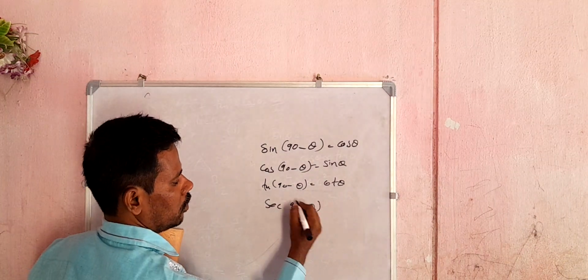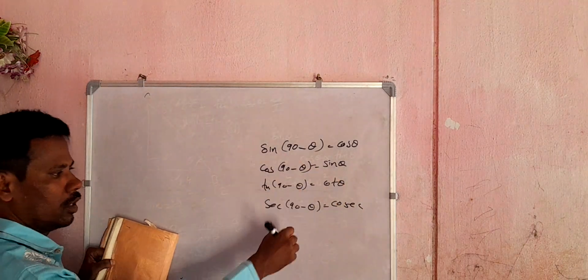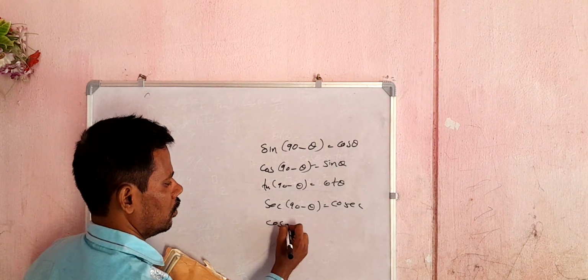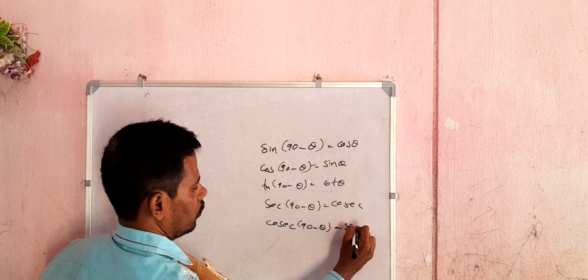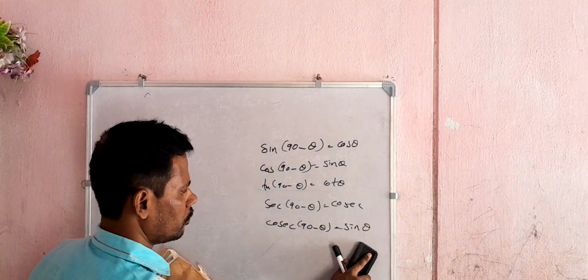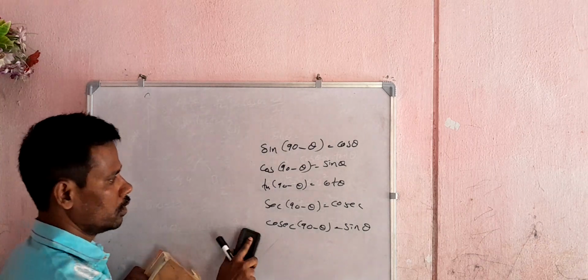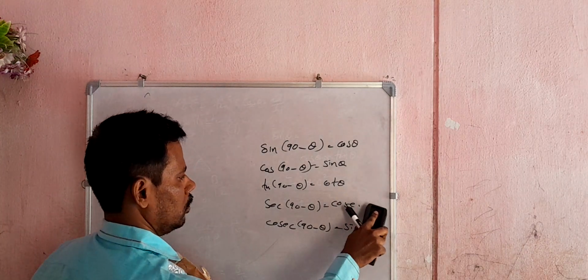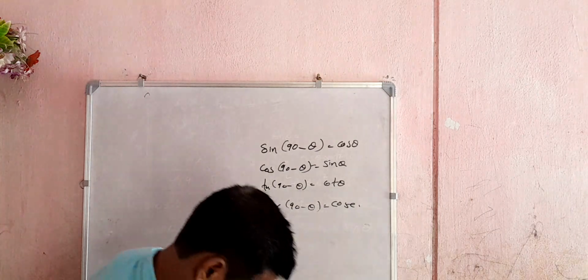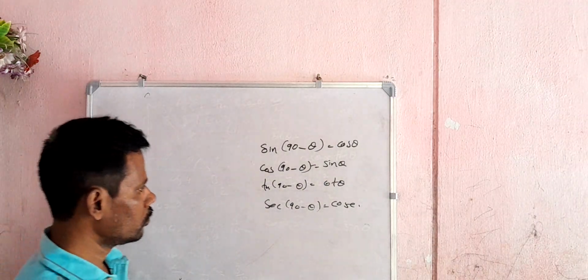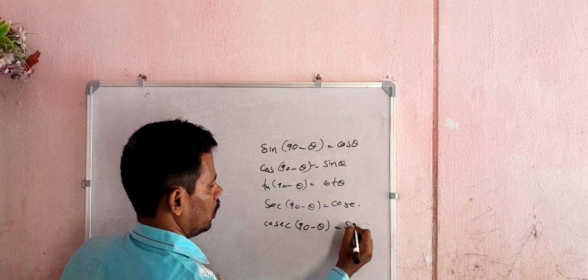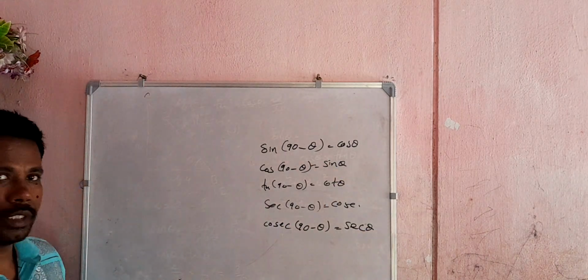Secant 90 minus theta is equal to cosecant theta. In the same way, cosecant 90 minus theta is nothing but secant theta. So is it clear?